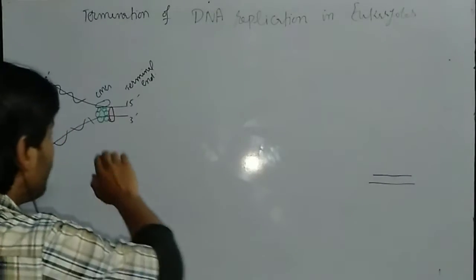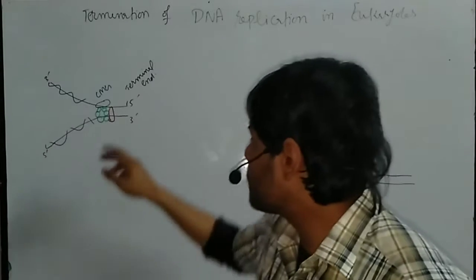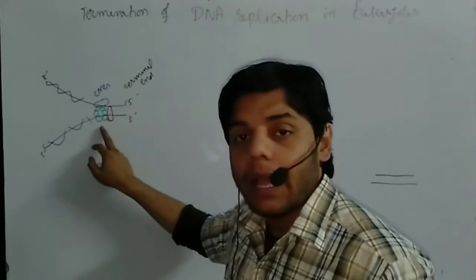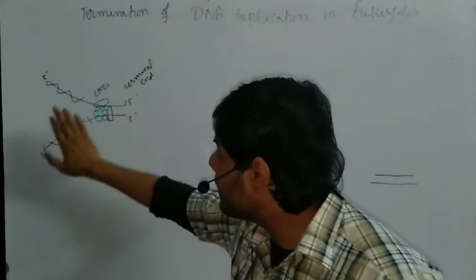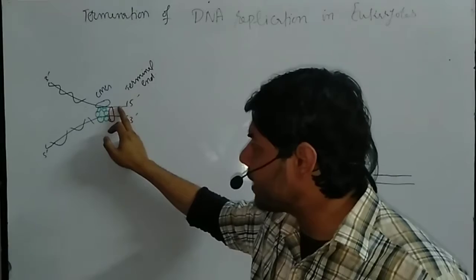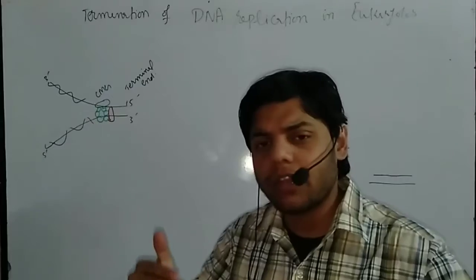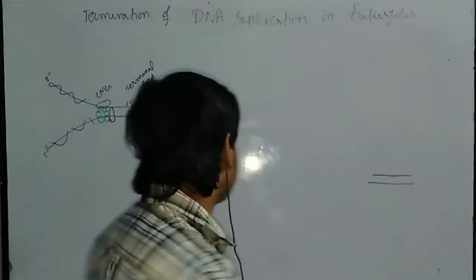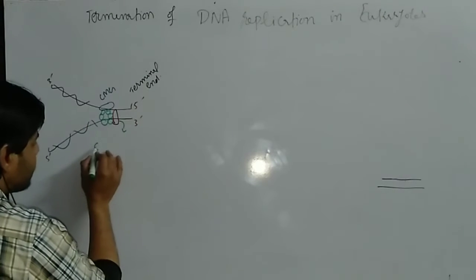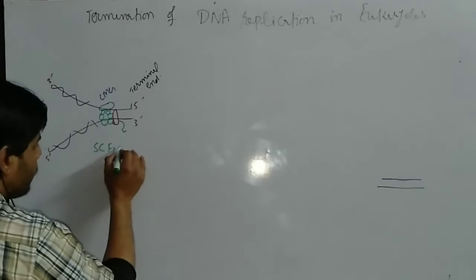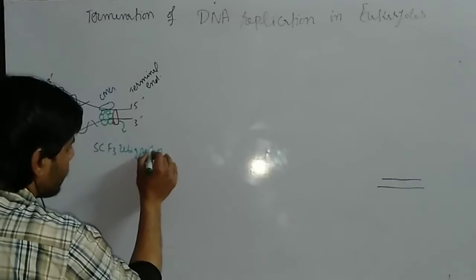But remember, the activated complex, which we call CMG, contains MCM, CDC45 and GINS. This complex is going on, but before they reach the terminal site, when they break some of the nucleotides, they contact some proteins, and these proteins are the SCF ubiquitin ligase.